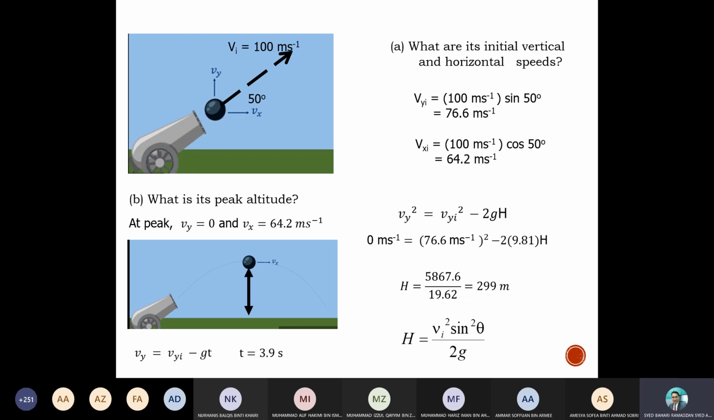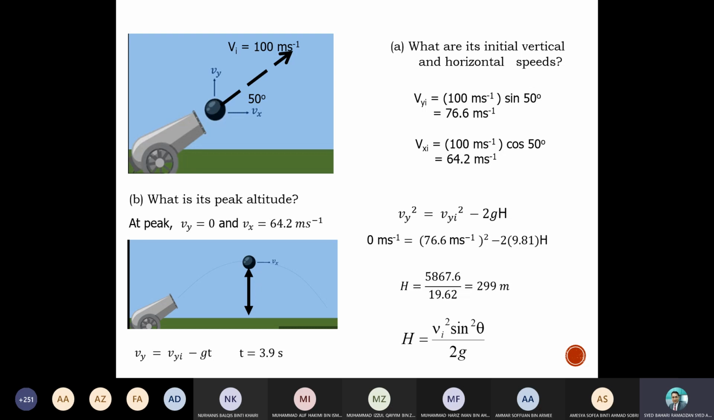Which equation does not involve time? If we use s equals v initial t, that cannot be used because we do not have the information of time. So we can use this equation. We have Vy equal to 0, so we just put it into the equation: 0 equals 76.6 squared minus 2g h. So that's why we have h equals 299 meters.